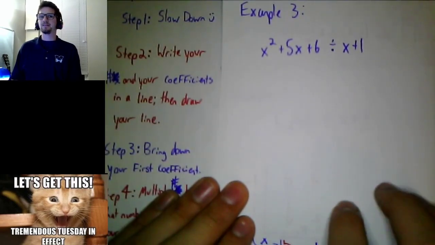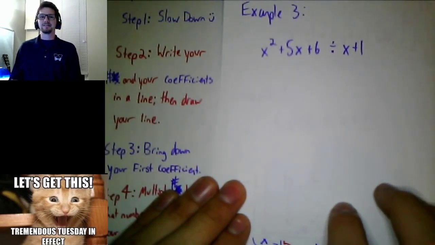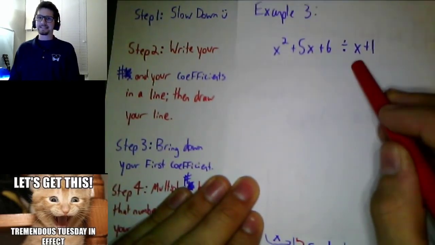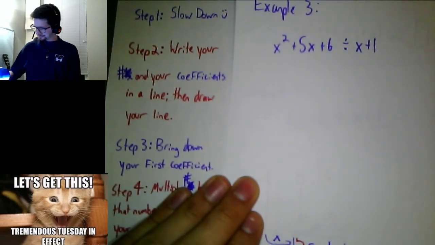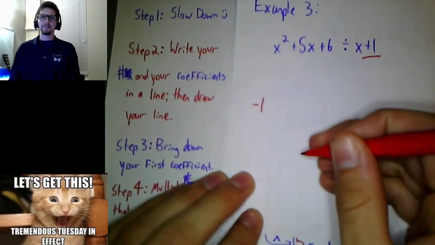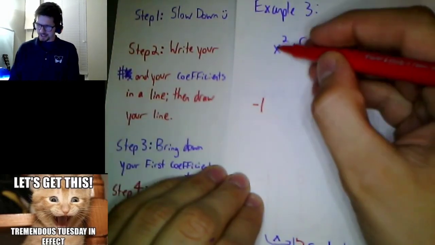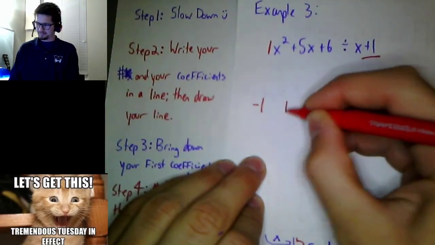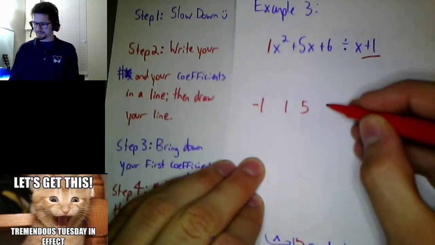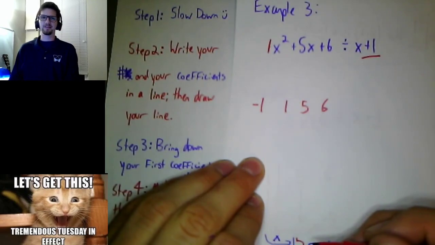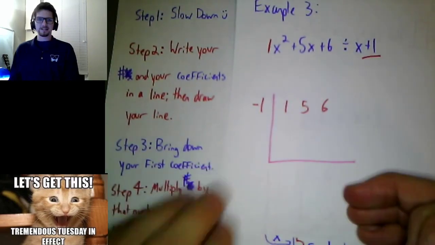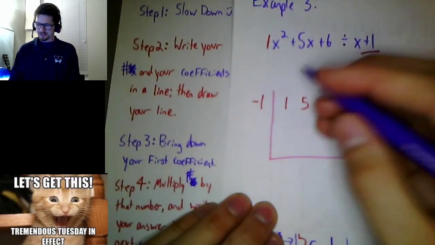Step 1, slow down. Step 2, write your number. What's my number here? It's x plus 1 again, which means I take the opposite of plus 1 and I get negative 1. And then I write all my coefficients in a line. What's the coefficient of x squared? 1. What's the coefficient of 5x? 5. What's my coefficient here? 6. Okay? Then draw your line. My big L. Step 3. Bring down your first coefficient. My first coefficient is 1.